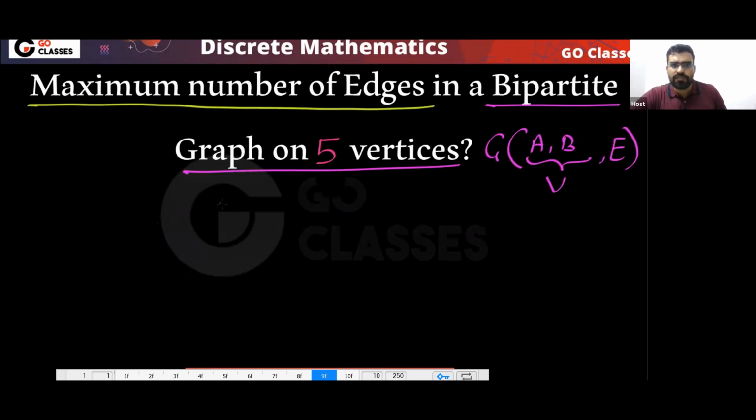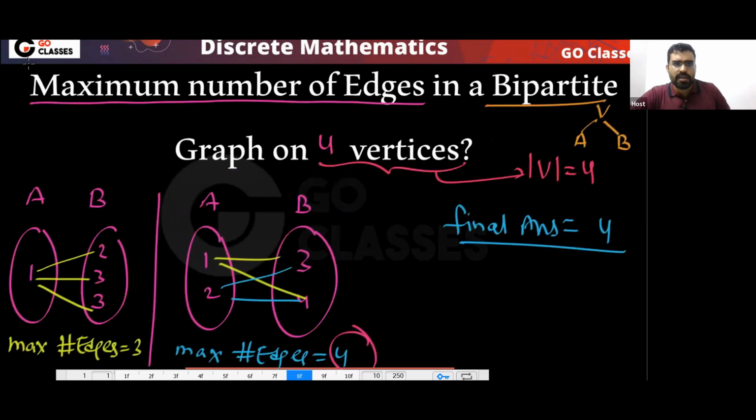Now, which information is unknown? The information that is unknown is the cardinality of A comma B. This information is unknown. For example, if I ask you this question, that you have a bipartite graph.